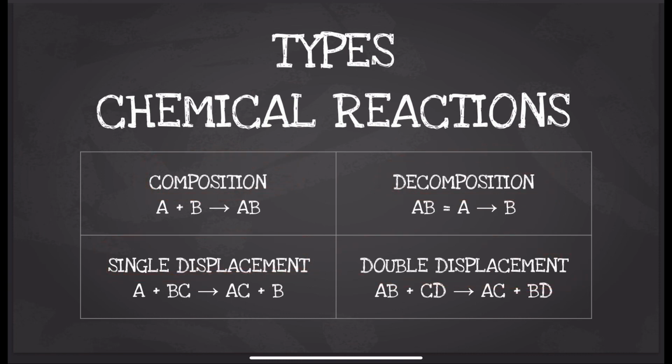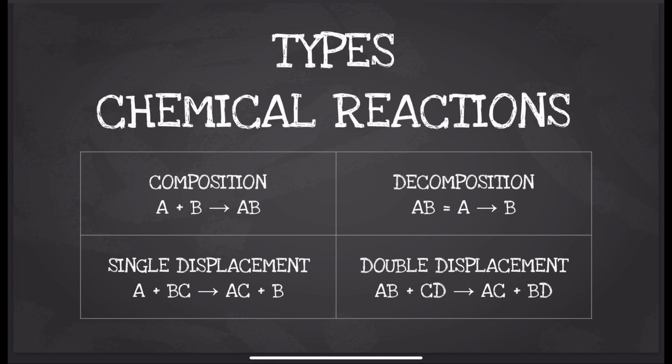As you can see over here, composition is combining two elements to make a compound. A and B represent elements. They're not combined with another element, that's why it's just A and B. But after the chemical reaction, it becomes a compound made of element A and element B.